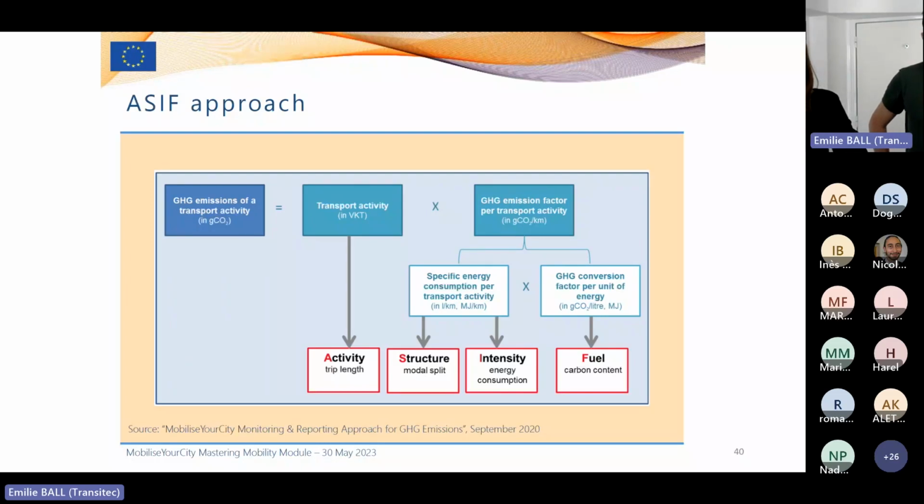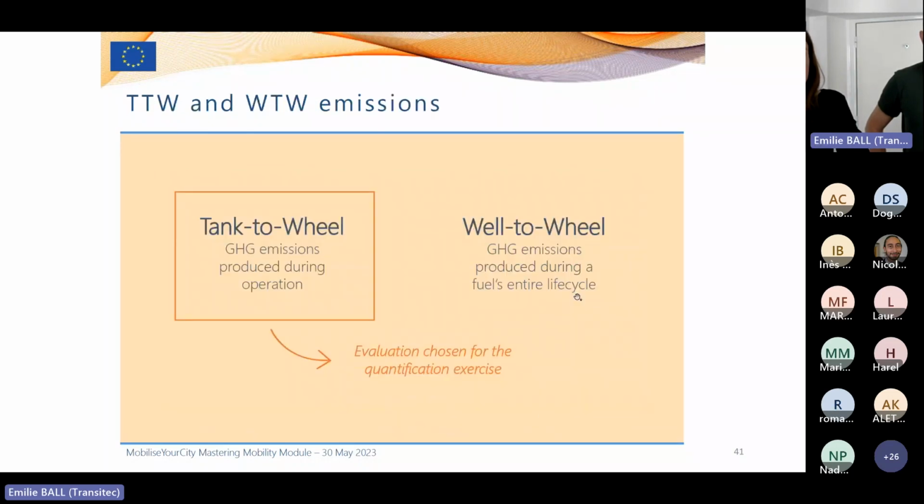So this approach, the ASIF approach, will assess the emissions produced during a trip. I insist on that because you will see that there are two ways of evaluating greenhouse gas emissions. The first one is the tank-to-wheel approach. It's the approach that we have chosen to assess the greenhouse gas emissions of Greater Sousse, because it will only assess the emissions produced during operation, during the trip. For me, it's interesting to use this approach because when you talk about SUMP, you talk about how people move. So you are talking about the emissions produced during a trip. But you also have the well-to-wheel approach that takes into account the emissions produced during the entire life cycle of the fuel. So you will not only have the emissions produced during operation, but also to produce the fuel, etc.